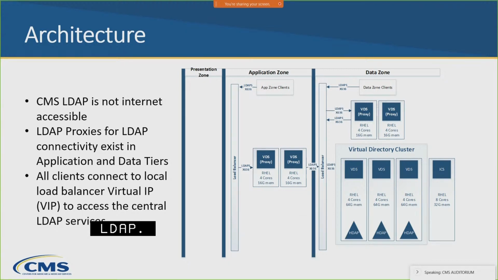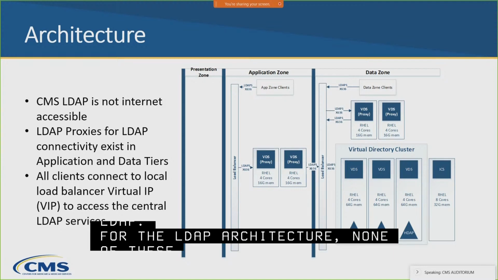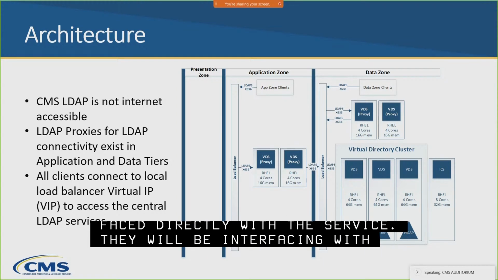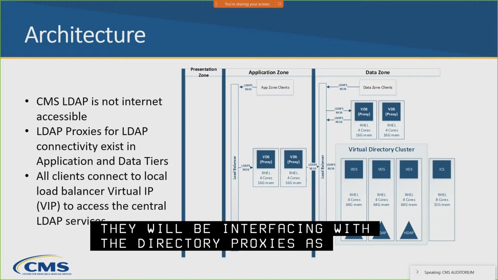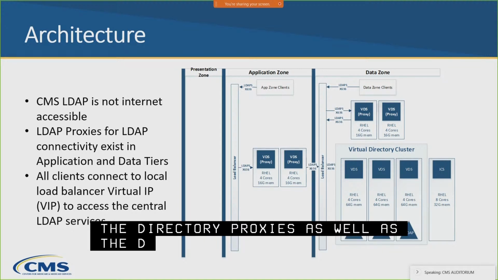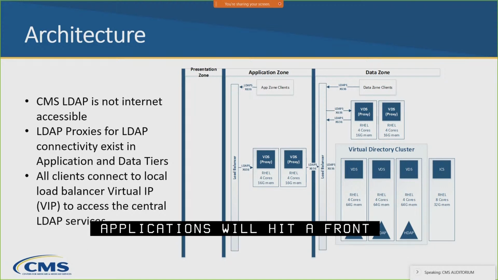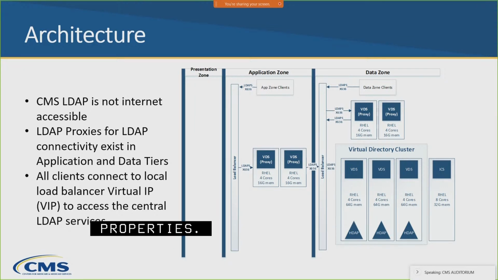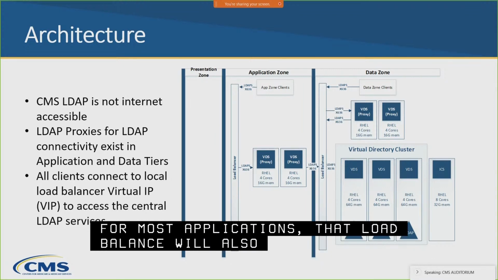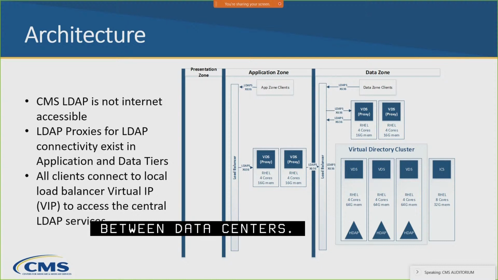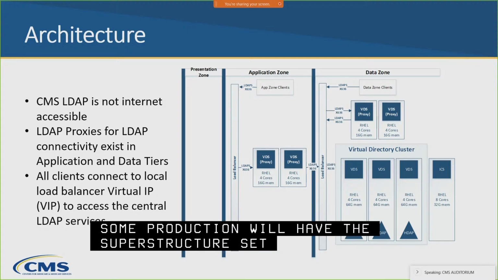They'll be interfacing with the directory proxies that we have located in the application tier as well as the data tier. Applications are going to hit a front-end load balancer to load balance them between those proxies. For most applications, that load balancer will also failover between data centers. So for production, we'll have this infrastructure set up in both AWS as well as the BDC. At the load balancer level, if there's any failure with the local data center, it will fail over to the secondary data center.